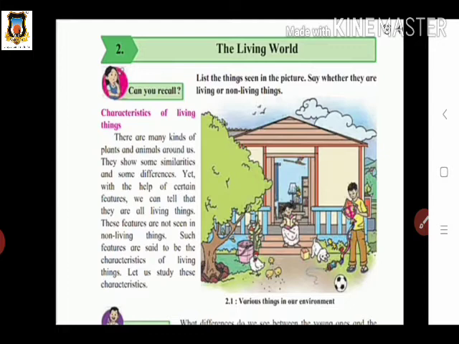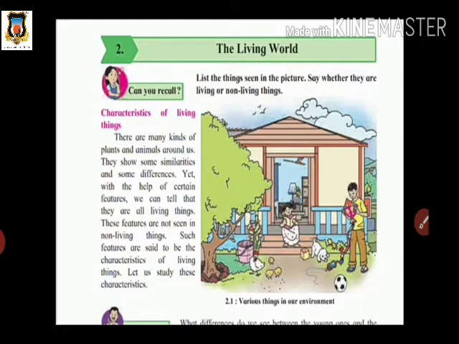There are many kinds of plants and animals around us. They show some similarities and differences, but by using certain features we can tell that they are all living things. These features are not seen in non-living things. Such features are said to be the characteristics of living things.